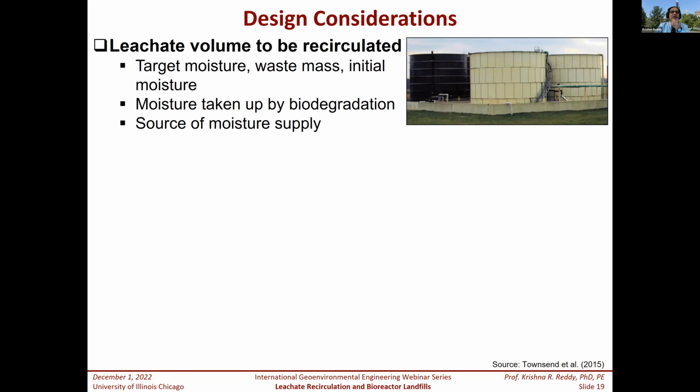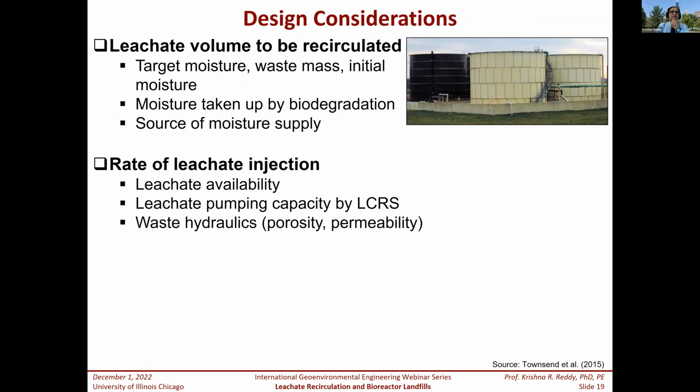So first of all, make sure that you have the required leachate available for recirculation. That would be the first question you ask yourself when you are designing this. The second one is the rate of leachate injection. How much do I want to inject? Let's say you have a leachate injection system, but how much do I want to put into it? That depends upon the leachate availability and leachate pumping capacity.